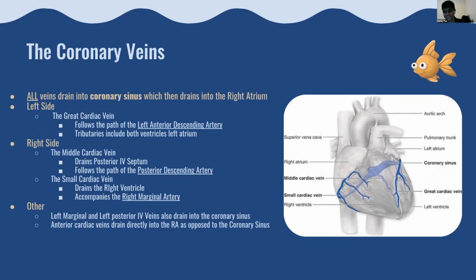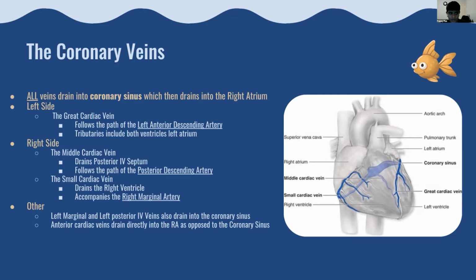So the left posterior IV vein is only in the case of left heart dominance, but again, not that important. They also drain into the coronary sinus. And just a small thing to mention is that the cardiac veins that run on the anterior surface of the heart drain directly into the right atrium as opposed to the coronary sinus. But that's again really, really low yield. The main things you need to know are just the great, middle, and small cardiac veins and which arteries they follow.